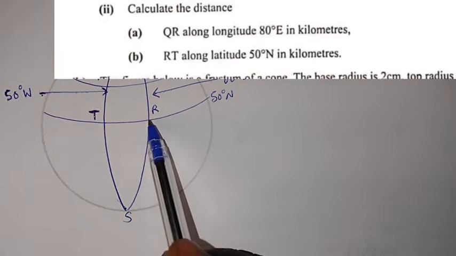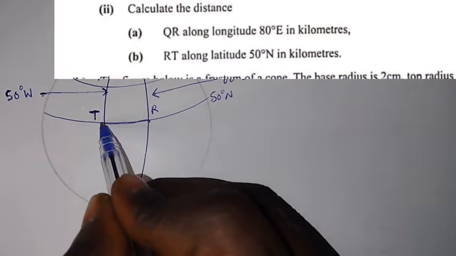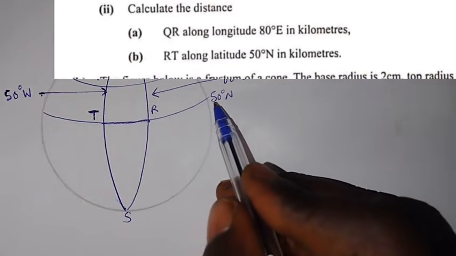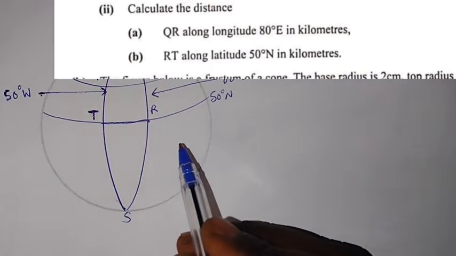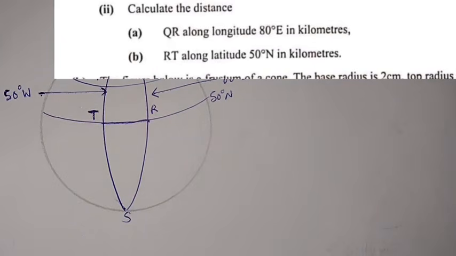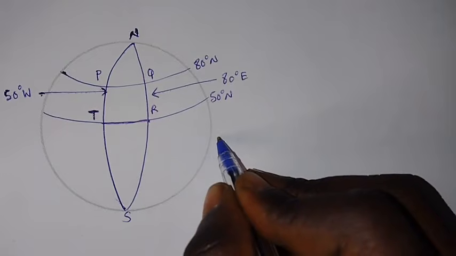So we want to find the distance R to T. This is the distance we want to find. Remember, R and T are sharing the same what? Latitude, which is 50 degrees north. So you are finding the distance along latitude 50 degrees north. How can we find the distance along the line of latitude? There is a formula that we must use.